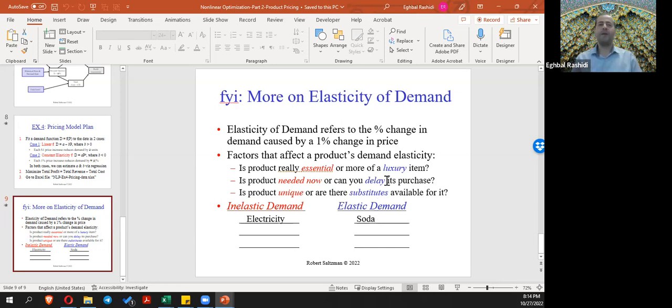But we also have items that are not elastic, you can say inelastic demands.